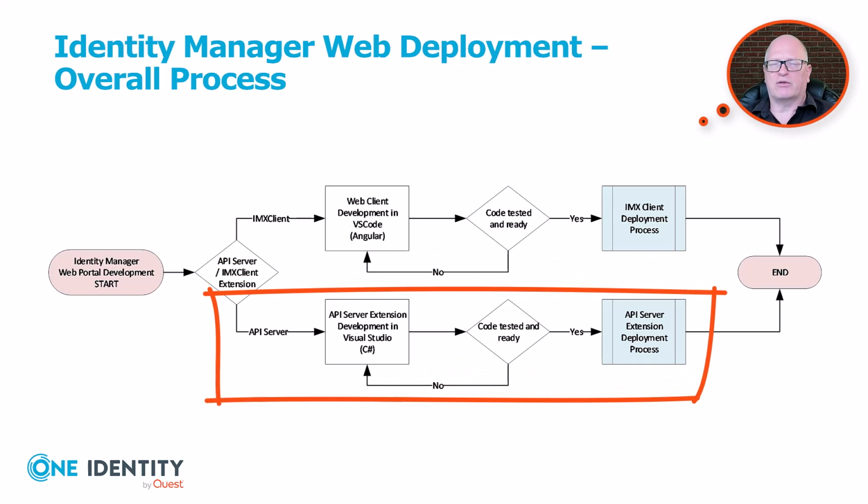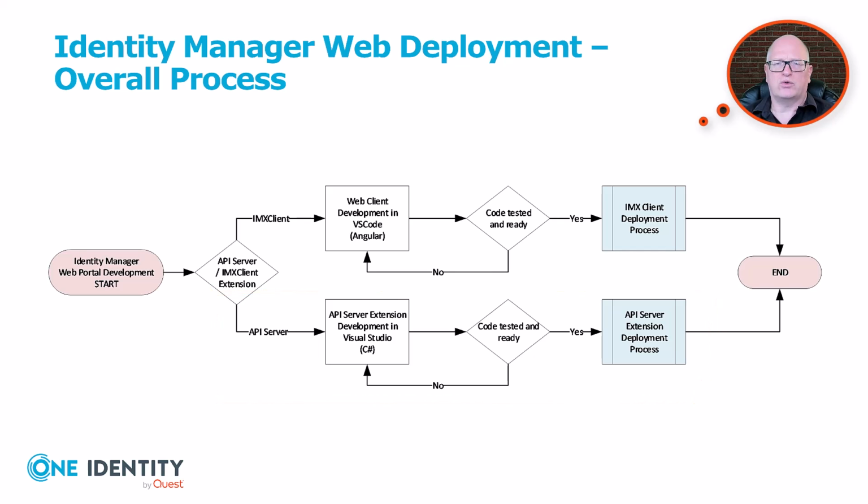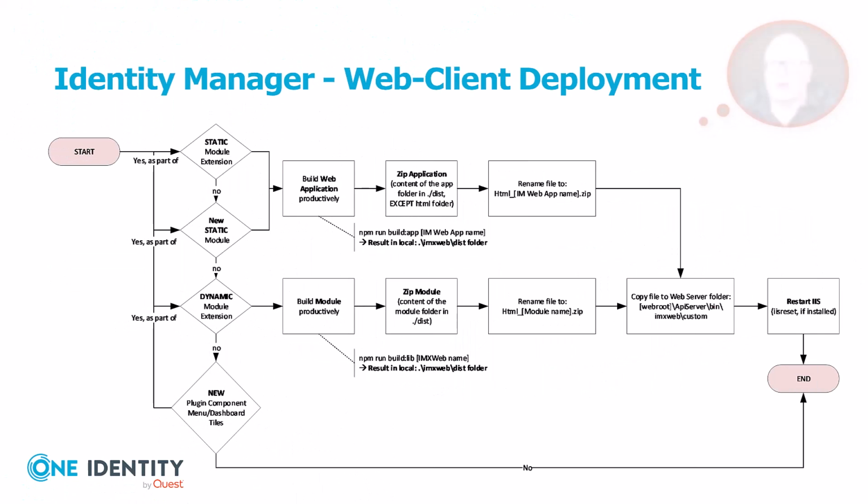And the second type of deployment is, of course, the deployment for something you changed on the API server. That means you made an extension of the API server and you want to deploy that. This is what you do typically in C#, and it is a little bit different to what you do with the web front end you build in Angular. These two processes exist, and we have to look at them in detail. In the first step, of course, we will have a look at the details of the web client development and its deployment. And now let's talk about the details of the deployment process for web client components.